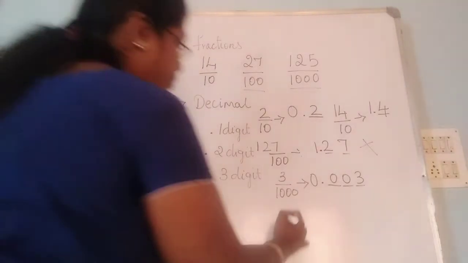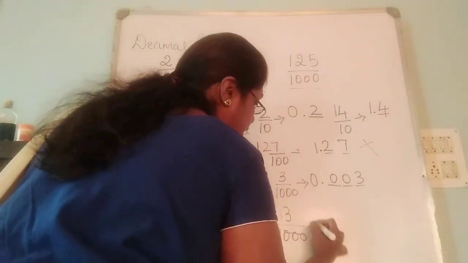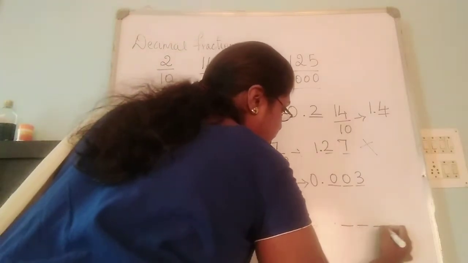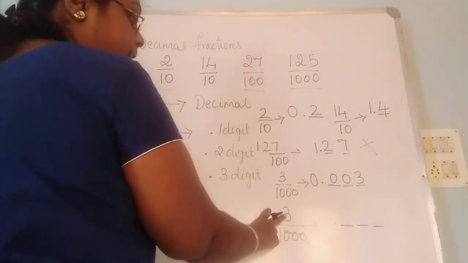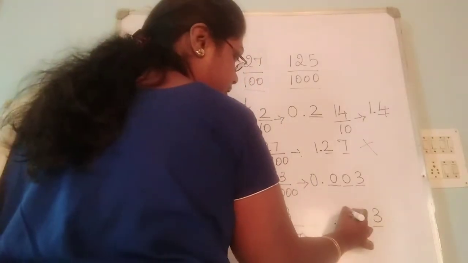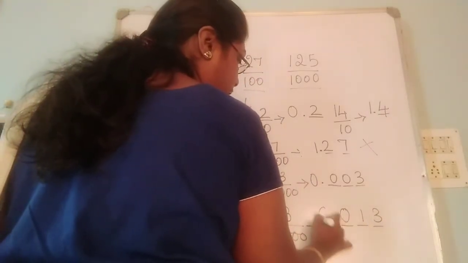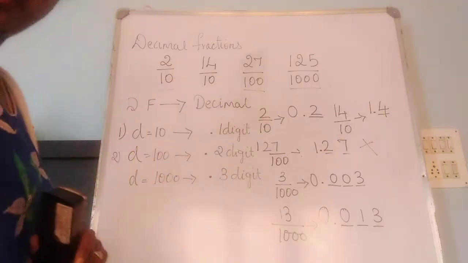Now take an example. If it is 13. So after the point you should have 3 digits. Right? After the point you should have 3 digits. So what is our number? 13. So write down 13 in this place. Then in this part write 0, and in the whole part you write 0. So 13 by 1000 is 0.013. Understood? How it is written?